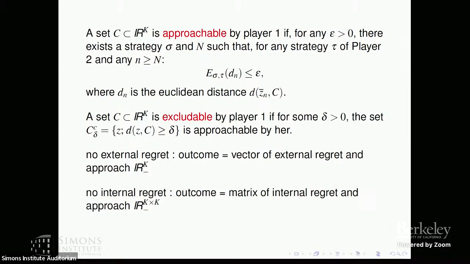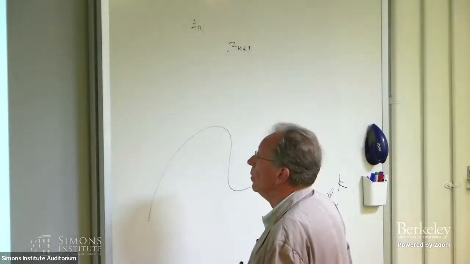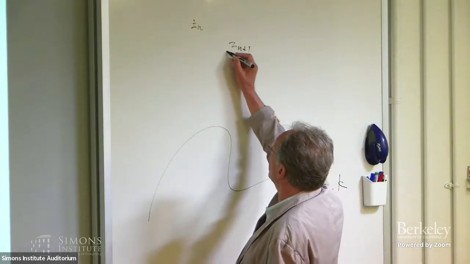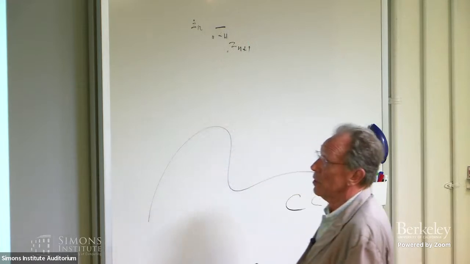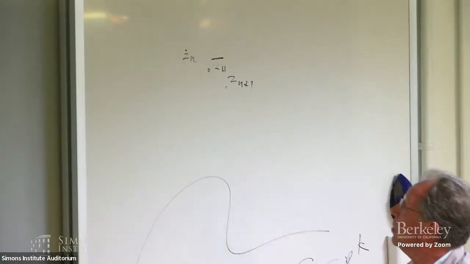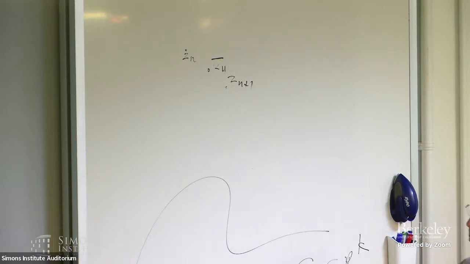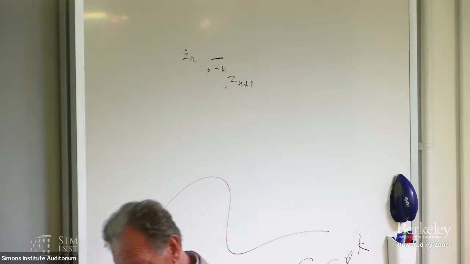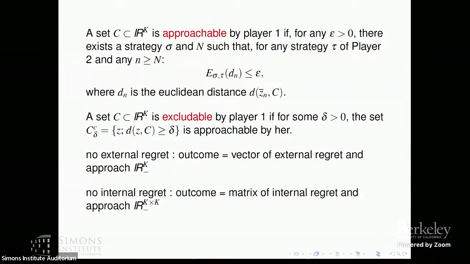What is interesting in this framework is whether you can approach a set. So this is a set C in R^k, and the play of the game generates a sequence of points Z_{n+1} in R^k. You look at the average Z bar_n at stage n. You say that the set C is approachable by player 1 if there is a strategy such that this average converges to the set, or you can say that the expectation of the distance goes to 0. It's excludable by a player if he can approach the complement of a neighborhood of this set.